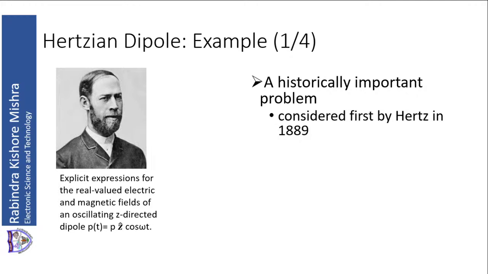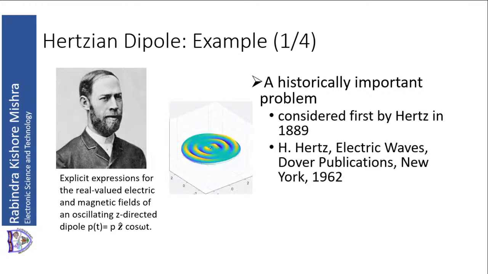Hertz did some experiments to prove that. Therefore, Heinrich Hertz considered this problem first, and in 1889, whatever experiments he did and whatever conclusions he arrived at, both the theory and the experiment, were written in the form of a book. Now it is called Electric Waves by Heinrich Hertz. It is published by Dover Publications, New York, in 1962. It is a very interesting reading.